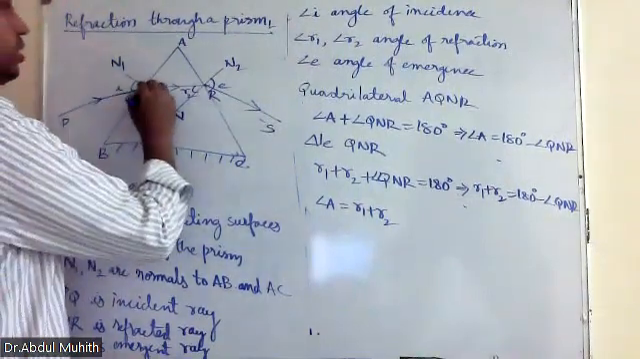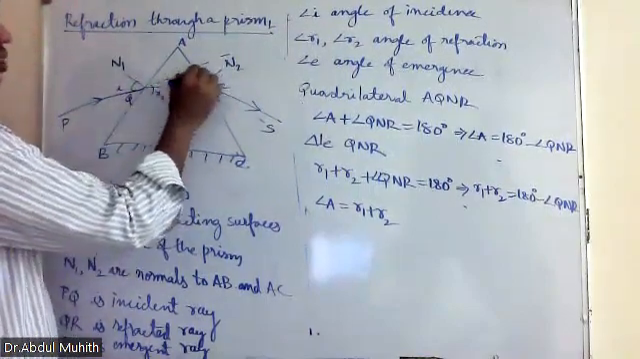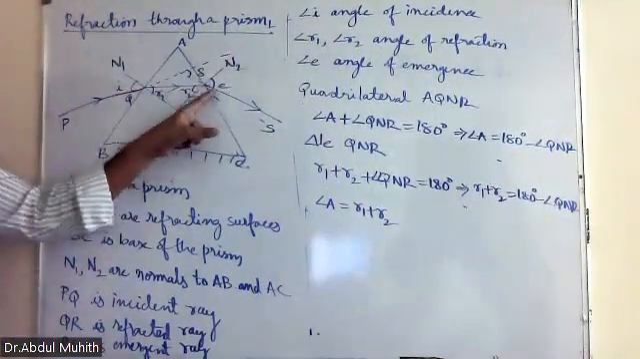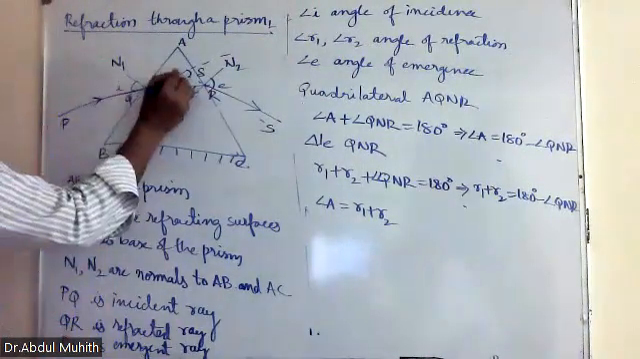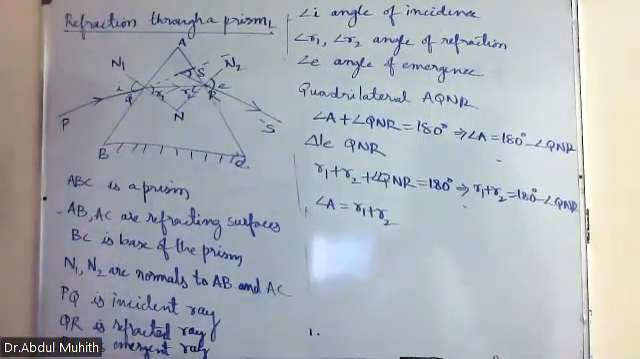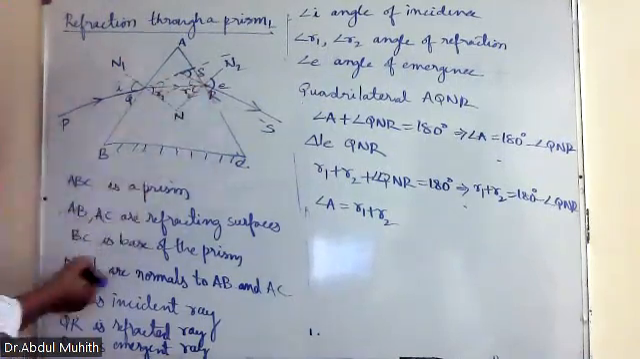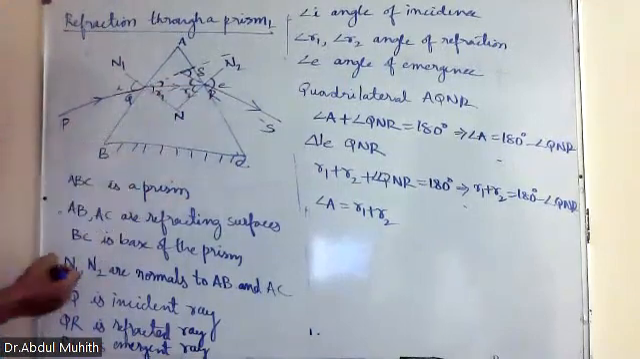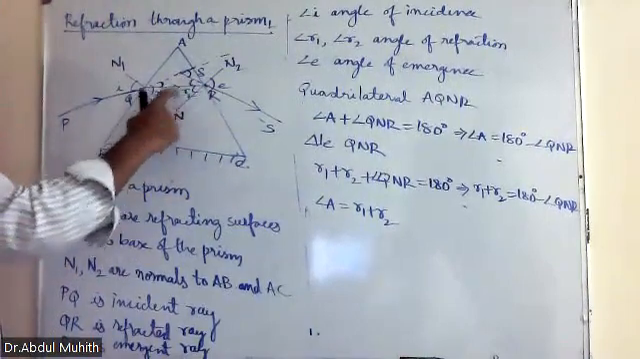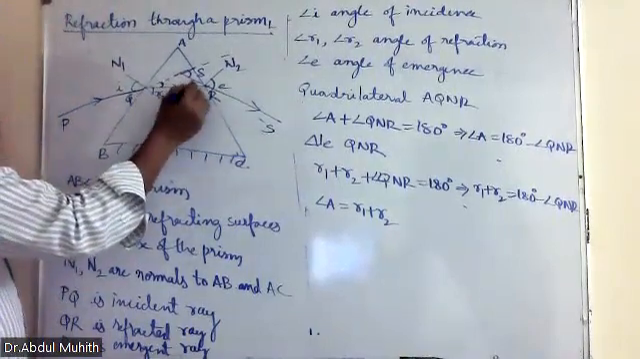Now, the angle between the incident ray and the emergent ray is said to be the angle of deviation. We are stretching the incident ray and the emergent ray so they meet at this point. The angle there is the angle of deviation. The exterior angle is equal to the sum of two interior opposite angles. What is this angle? I minus R1. What is this angle? E minus R2. Is that clear?